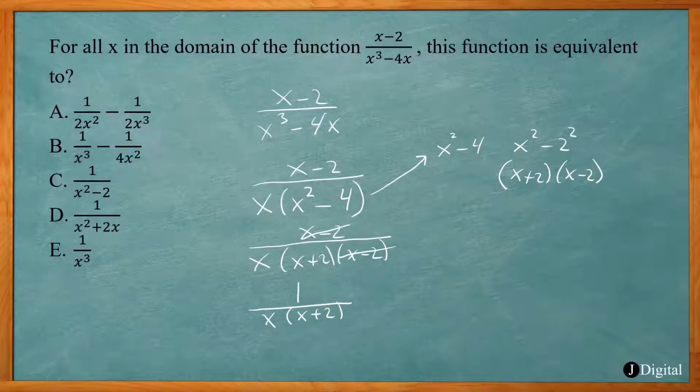If we look at the answer choices, none of them are exactly like that, so we need to multiply the bottom out. So x times x is x squared, and x times 2 is 2x. So we have 1 over x squared plus 2x. Alright, so that's going to be answer choice D.